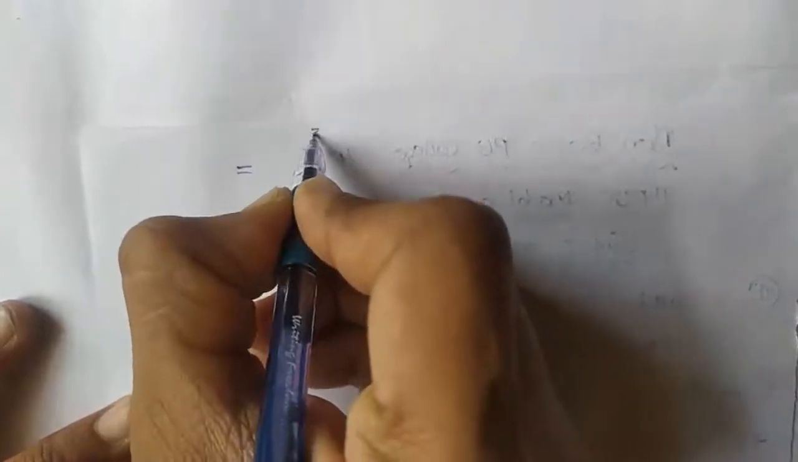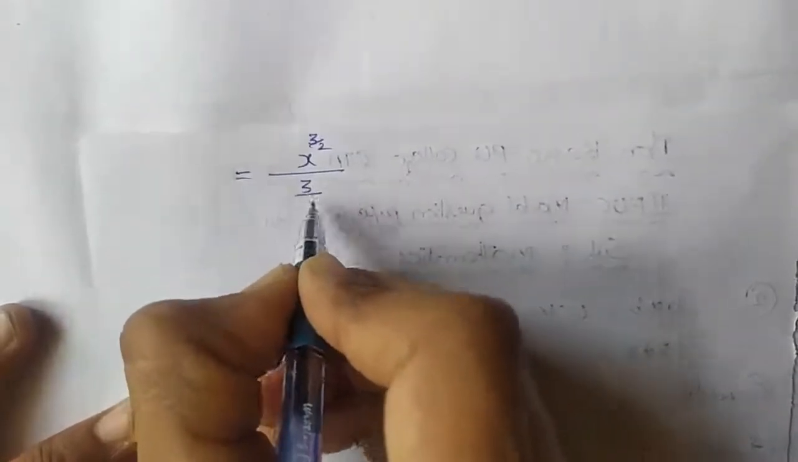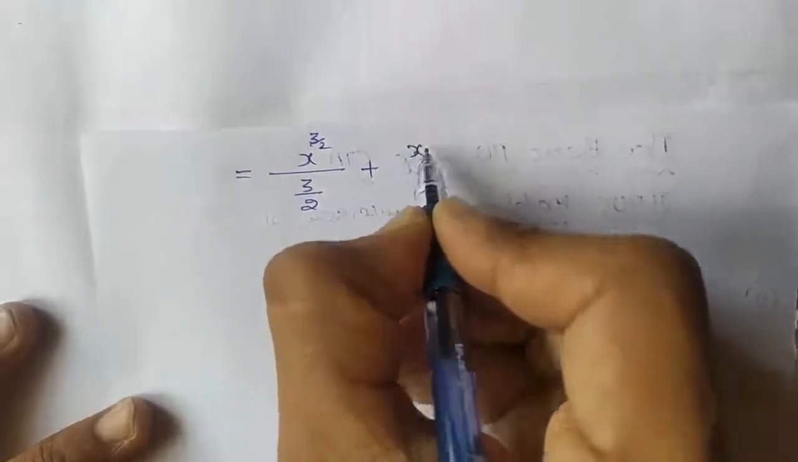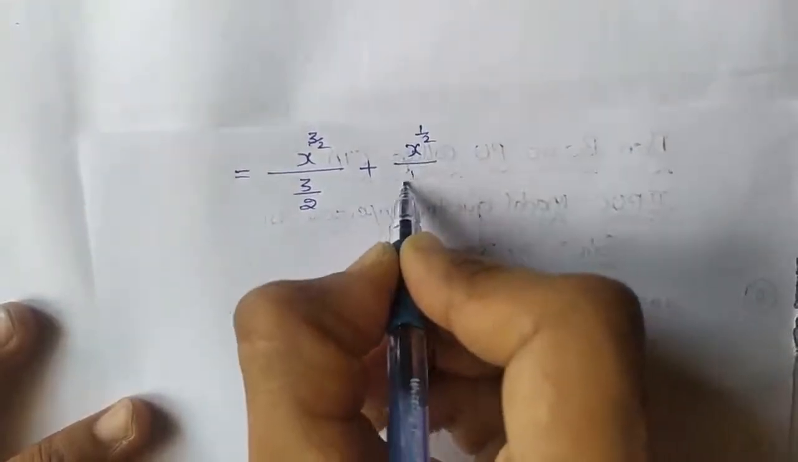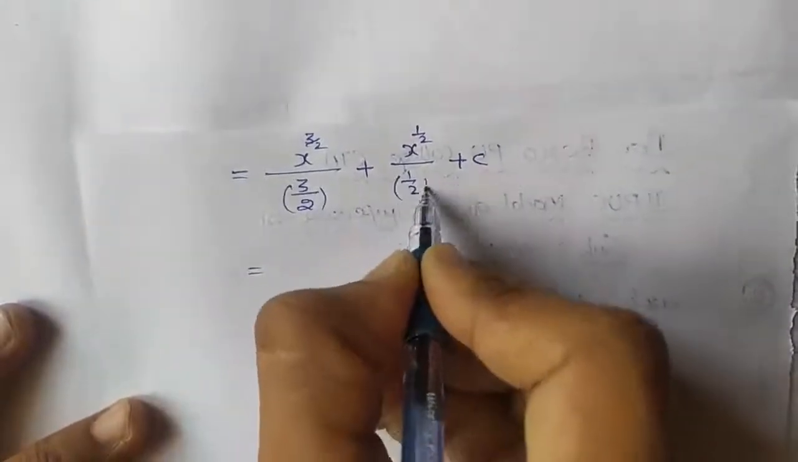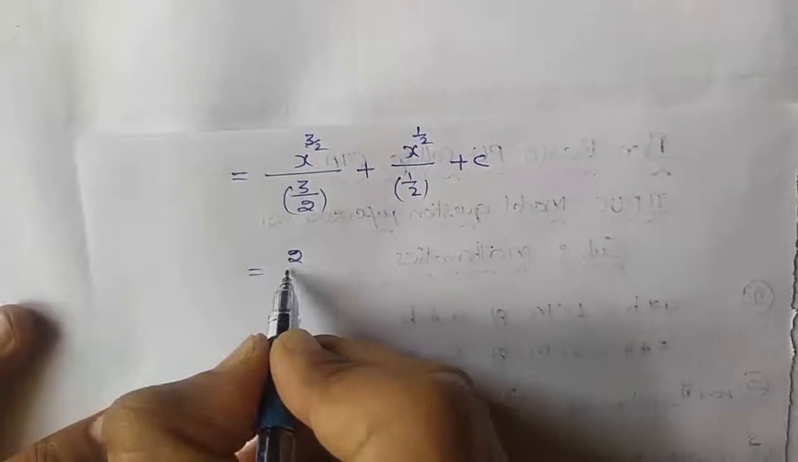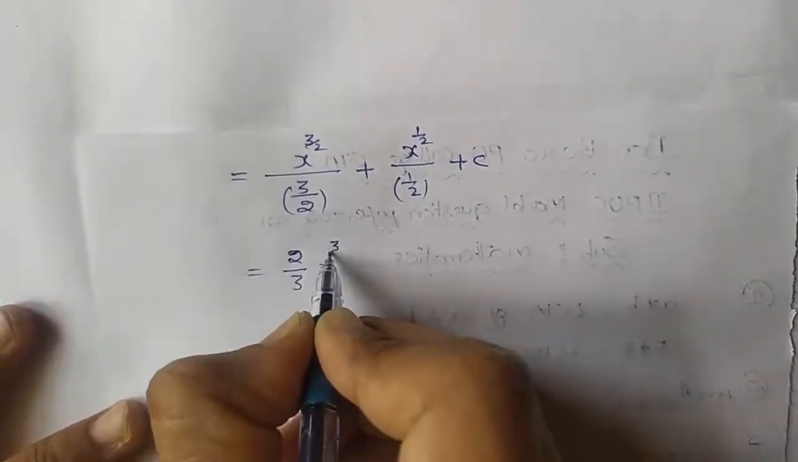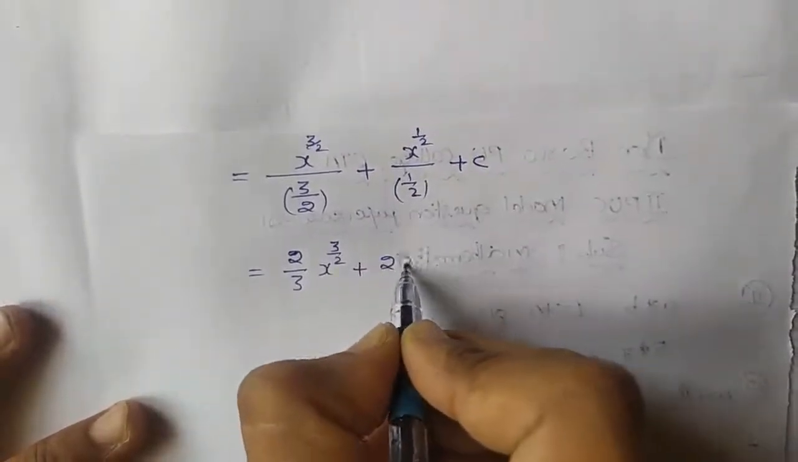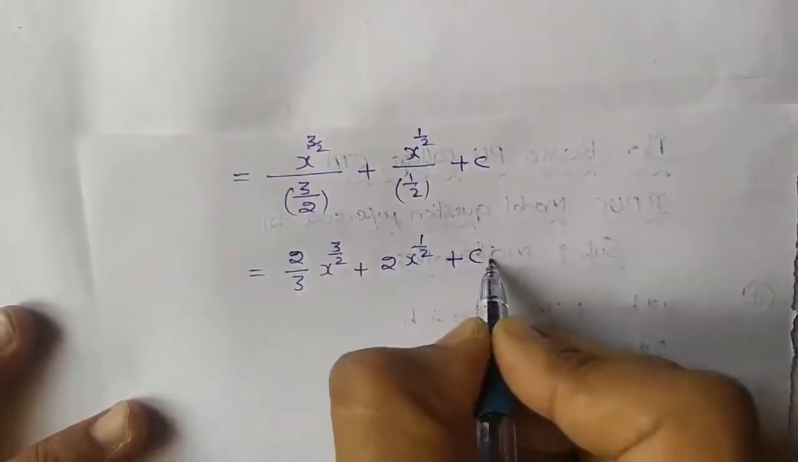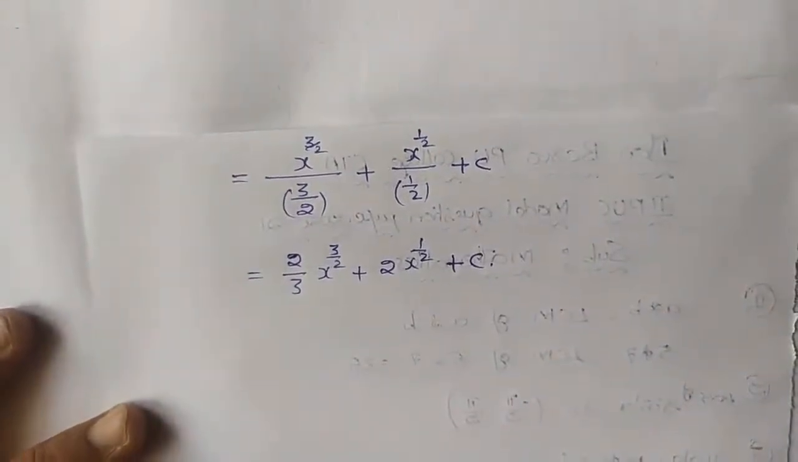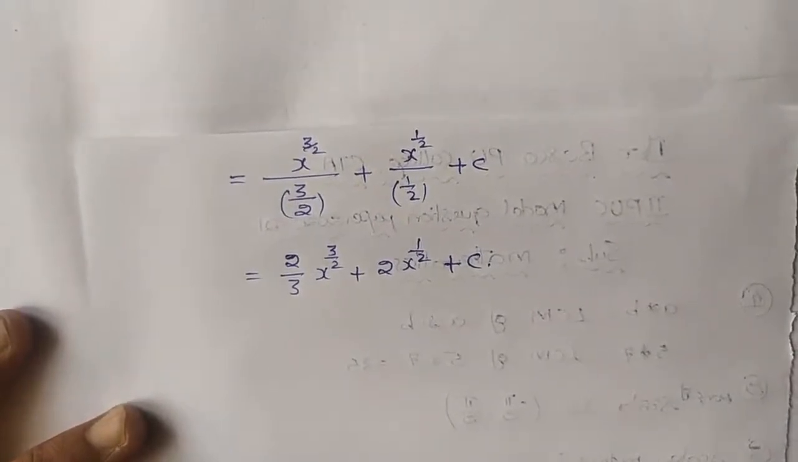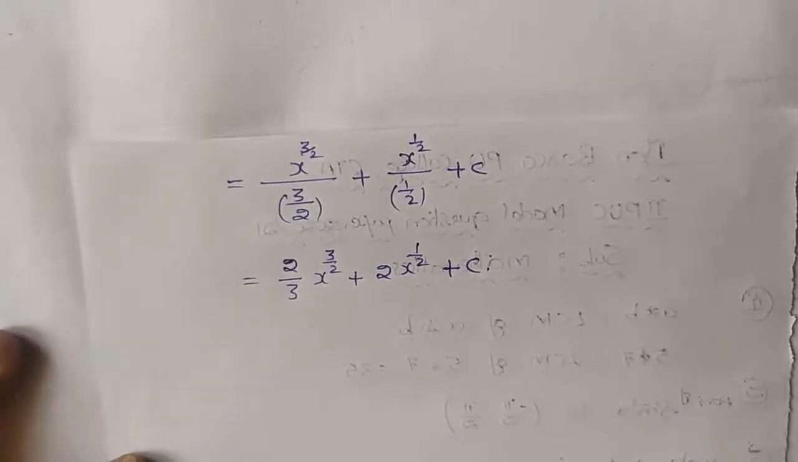Let's continue that question, which is equals to in the numerator x power 3 by 2 whole divided by 3 by 2 plus x power 1 by 2 divided by 1 by 2 plus c. That is equals to, if we take this 3 by 2 and 1 by 2 to the numerator, that will be 2 by 3 into x power 3 by 2 plus 2 into x power 1 by 2 plus c, which is a integration of square root of root x plus 1 by root x. Hence it is a solution for this question.